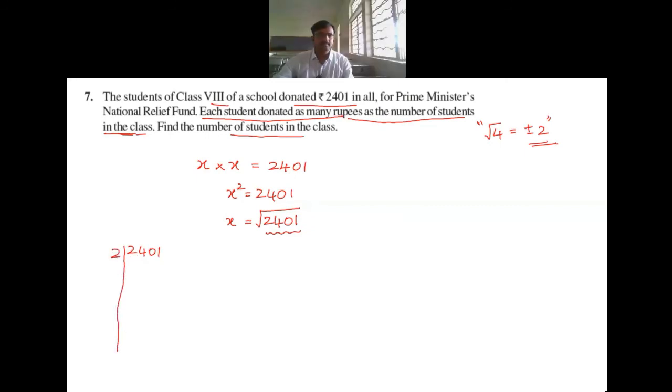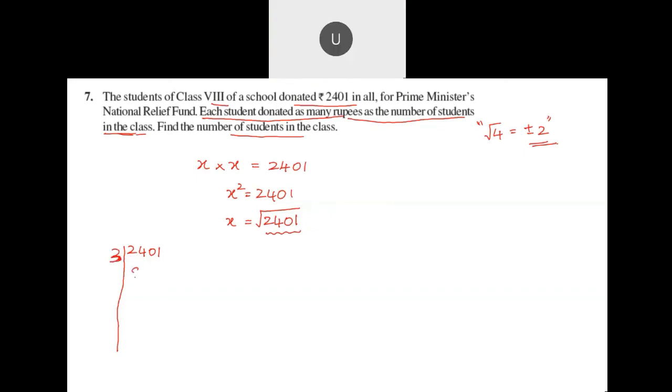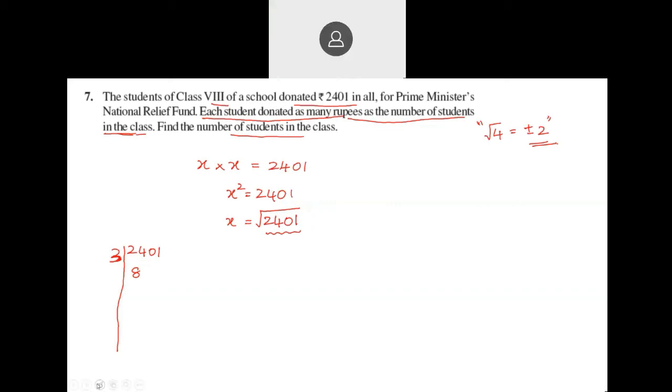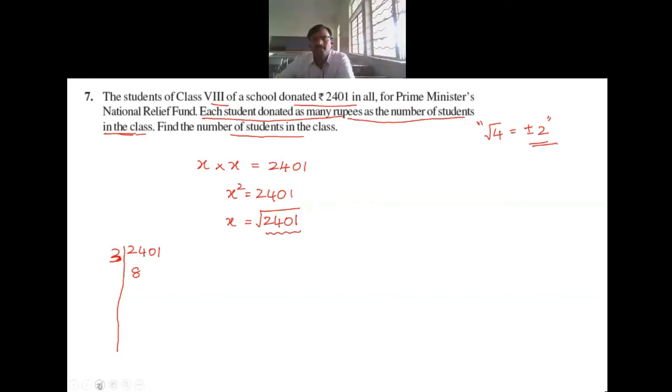It is not divisible by 2, and it is not divisible by 3 either. It is divisible by 7.